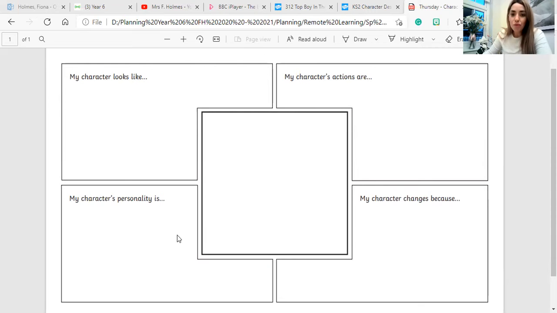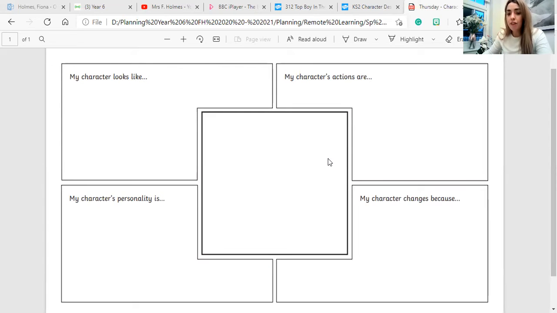Okay, so my character's actions are. We spent a long time talking about this yesterday as well, from the fact of what he does for Bruno. What does he actually go and do initially? What does he then do when Bruno falls over? And how does he react and how does he present himself? What is his personality? What does he do?